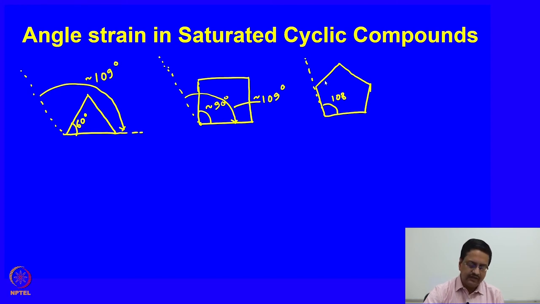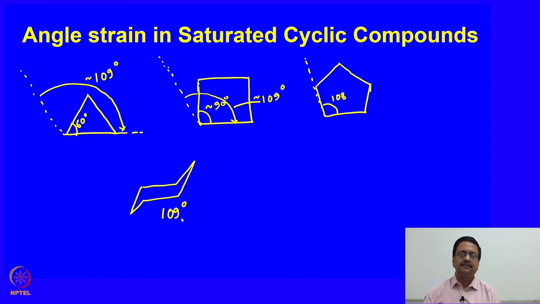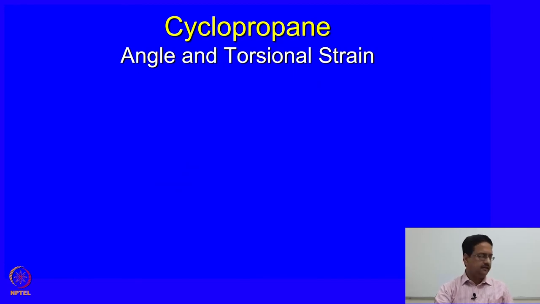In case of cyclohexane, the way we draw the conformers, the angles are always 109 degrees. So there is no angle strain in the cyclohexane molecule. Now let us see the angle and torsion strain that is observed in the case of cyclopropane.